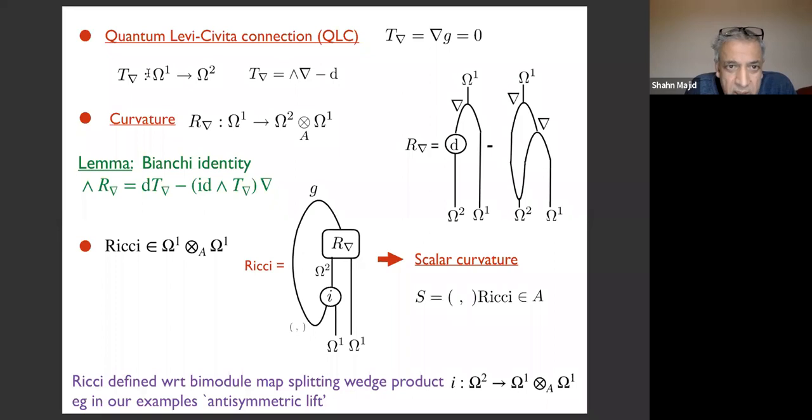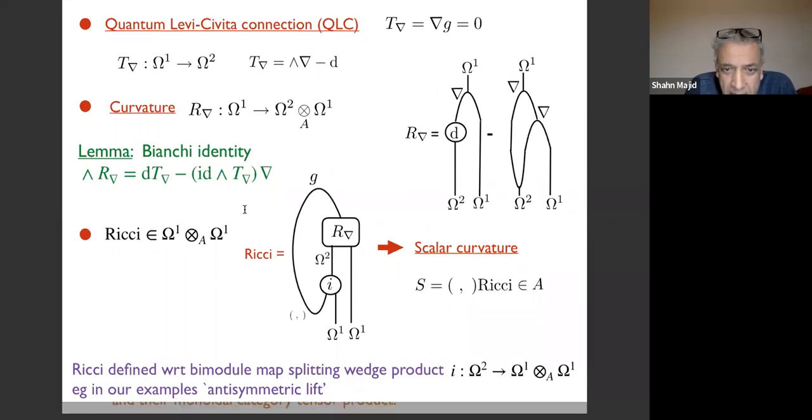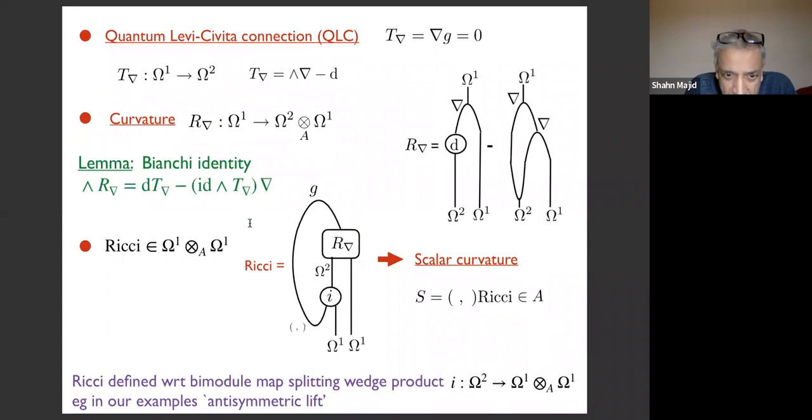And what is torsion-free? Well, again, when you do things in terms of forms, the torsion tensor just turns out to be the comparison of the two ways to go from omega 1 to omega 2. You can go directly with the D, the exterior derivative, or you can go with Nabla, and then apply the wedge product to go from omega 1 tensor omega 1 down to omega 2. And that difference is the torsion. Once you have a connection, any left connection, you've also got the curvature, which is just defined in the standard way. So it's basically Nabla squared, but adjusted so as to become a left module map. Okay. So that's a standard ingredient from noncommutative geometry.